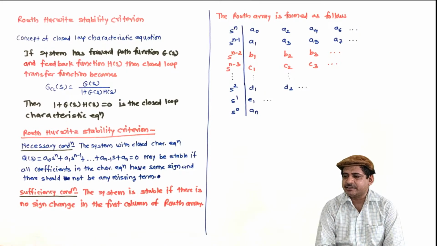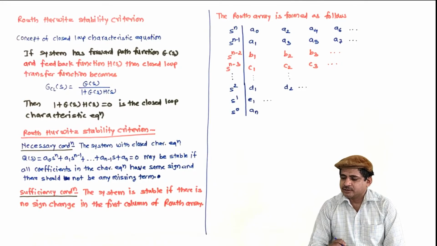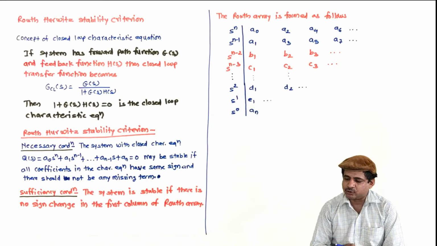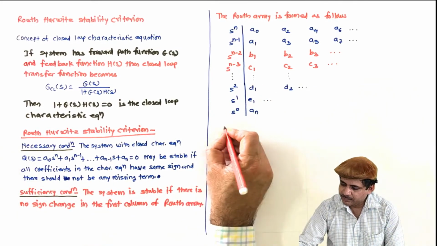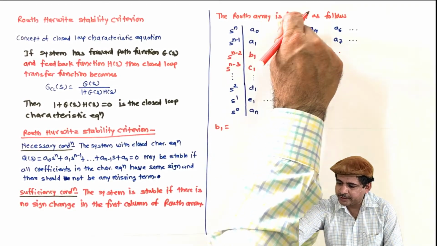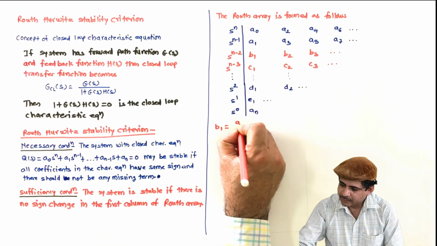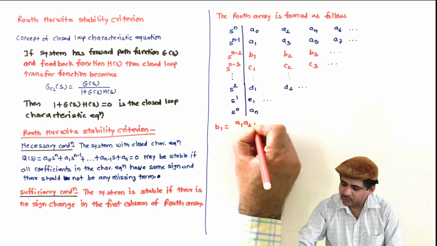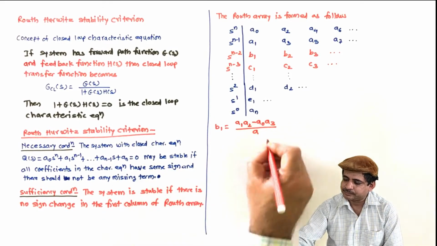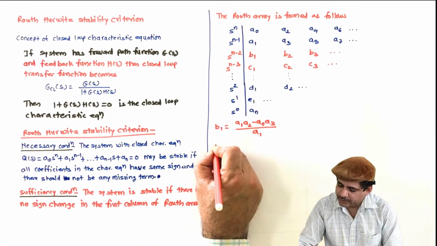If there is any sign change, then the system is unstable, and if there is no sign change, the system is stable. But now the question is how to calculate B1, C1, D1, E1 and so on. So B1 is calculated as A1 into A2 minus A0 into A3 by A1. A1 A2 minus A0 A3 by A1. Then B1 is done.